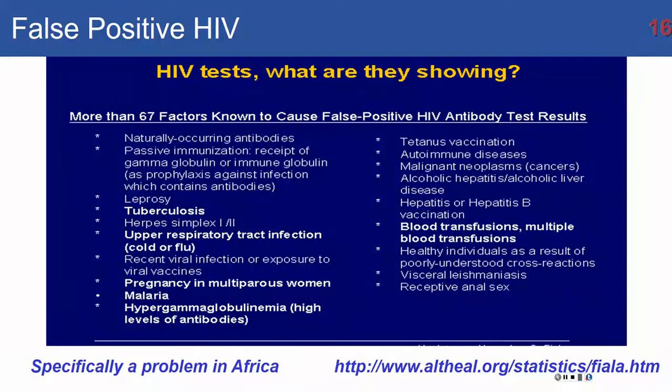But look at all the things that can actually cause a false positive. Now this becomes a huge issue. Particularly, this is a particular problem in Africa where you have a lot of these things that are also occurring. But look, tuberculosis, herpes simplex 1 and 2. Just having a cold or a flu when you take the test can give you a false positive. Malaria can. Pregnancy, if you're carrying more than one baby, you can actually get a false positive HIV test. Hepatitis will give you this. So this is an issue.